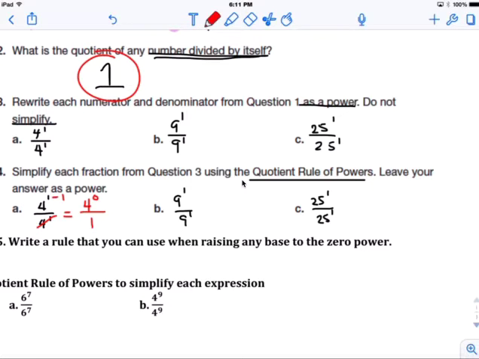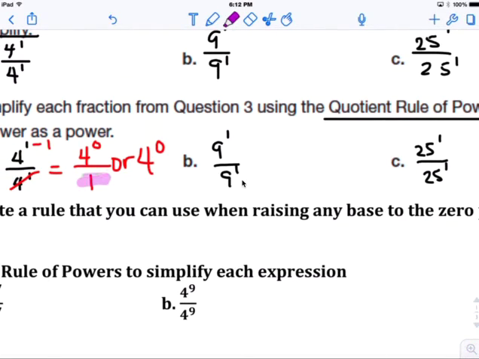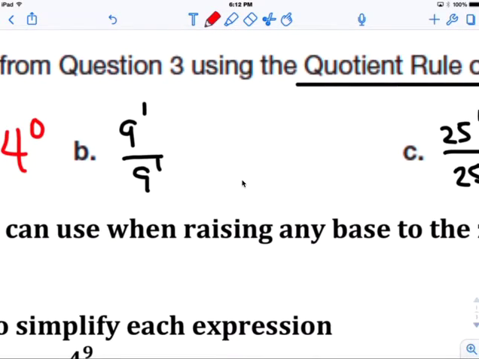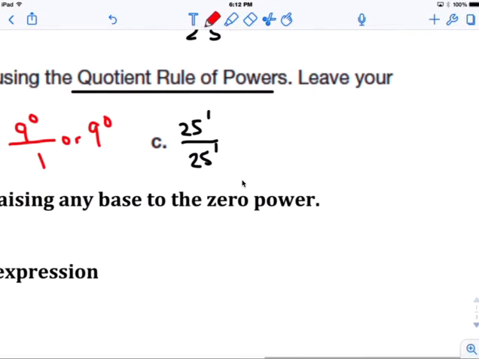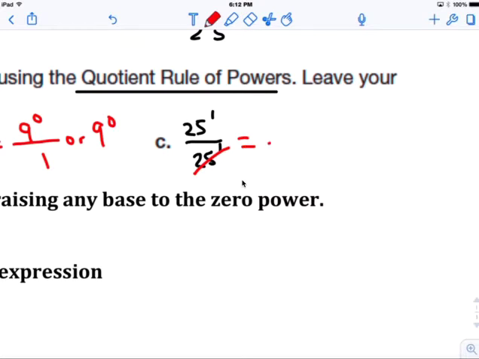Leave your answer as a power, right? Or 4 to the 0 power, correct? You don't have to write that. You can eliminate that 1. So, cross that out. Leave the denominator as 1 minus the 1. 9 to the 0 power, or just 9 to the 0 power without the 1. Same thing here. Just cross that out. Okay, make it a 1 minus the 1. 25 to the 0 power, eliminating the 1.